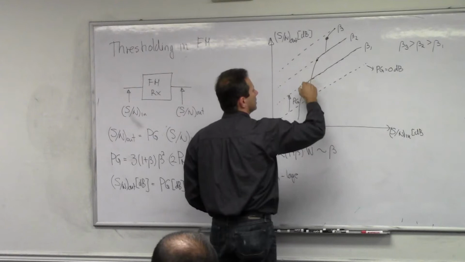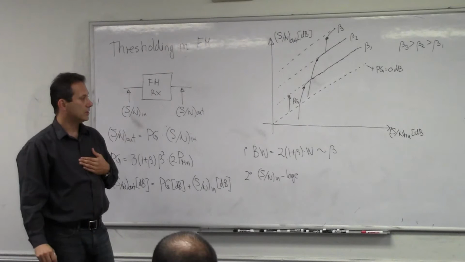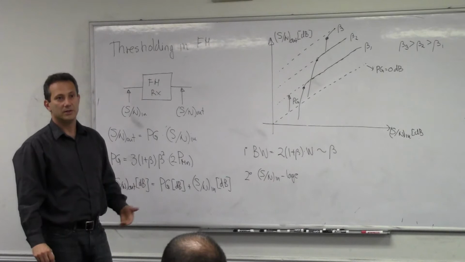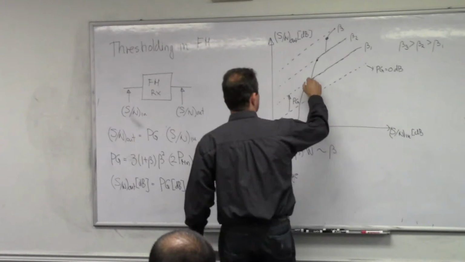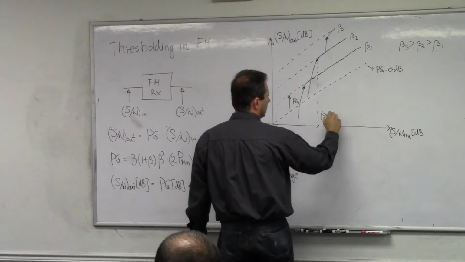And the question is, what is the location of this point at which this happens? What is the minimum signal to noise ratio that I need to have in the FM signal at the input before I can claim that there is a significant processing gain? Derivation of that is not very easy, but there is an approximate formula that's given in your book that gives a threshold. So this here is going to be S over N threshold. And the approximate formula is this.